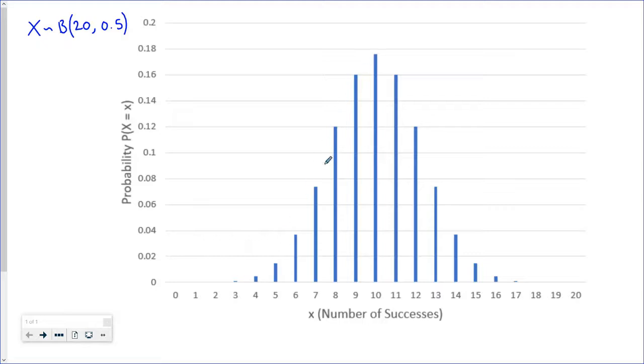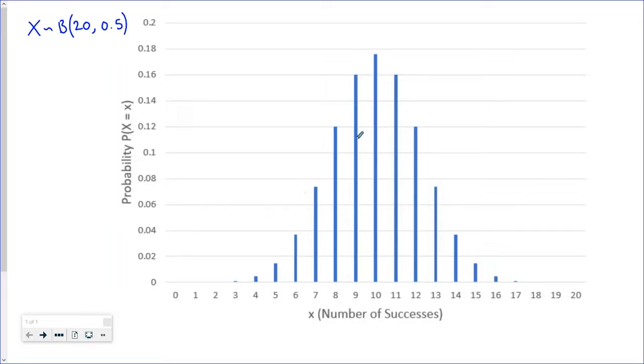And remember, along the horizontal axis I've got x, the specific values of x that are possible from 0 up to 20, and the height of each bar represents the probability of getting that x value. So for example, the height of the 13 bar tells me the probability that my random variable x is 13, i.e. getting 13 successes. So you can see that's just under 0.08.